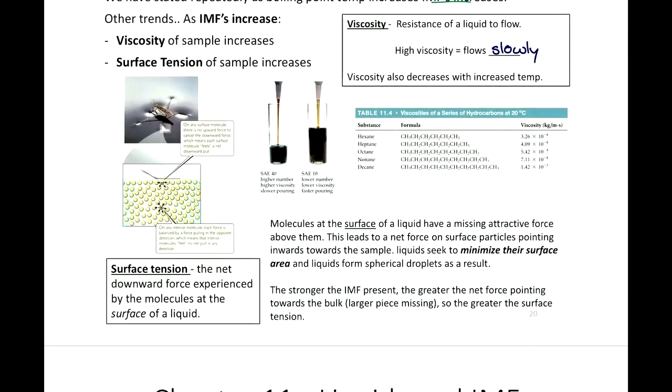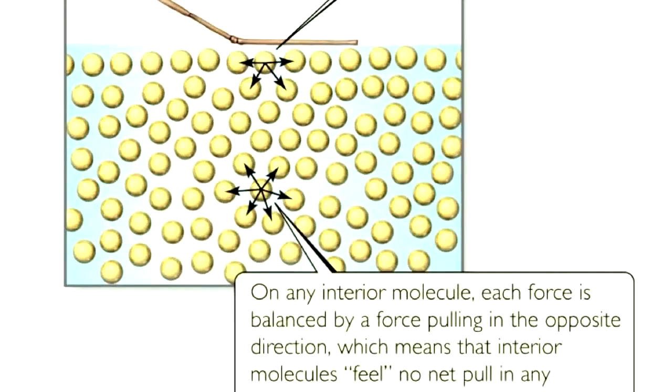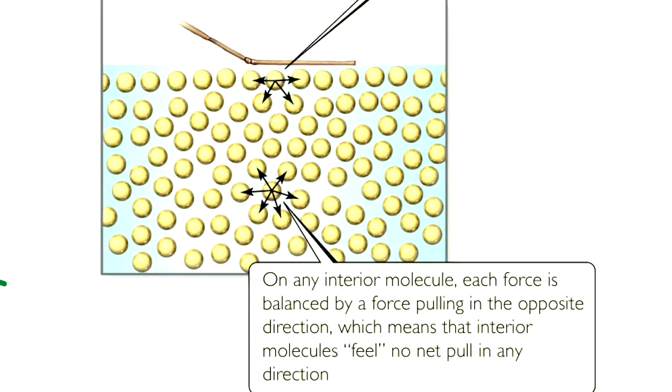The last IMF trend we'll talk about here is surface tension. The trend is as IMF increases, surface tension also increases for a sample. If you think about a sample as a bunch of molecules, there are differences in attractions in the bulk of the sample versus the surface. If we look at this molecule and think about the IMFs it's experiencing, it's equally attracted to all sides of it, so all of its attractions cancel out. In terms of vectors, it's attracted to a molecule above, below, and to each side. There's equal attraction in the bulk of the sample.